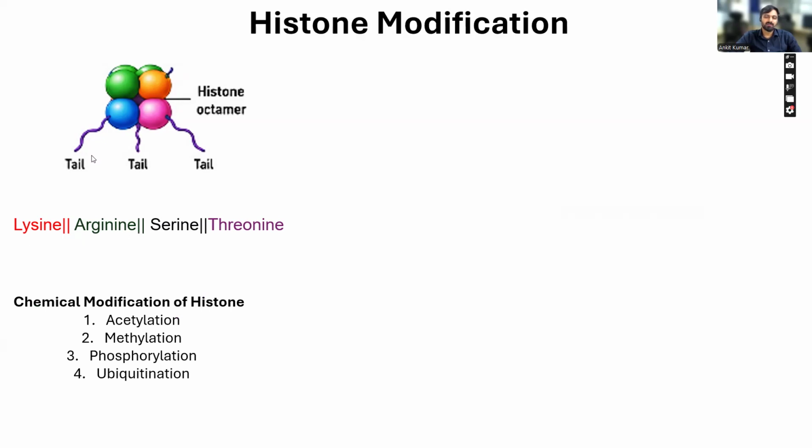Then what happens? This amino acid is just a chemical structure. Definitely, there will be some chemistry behind that. So, you can modify this amino acid using various chemical reactions like acetylation, methylation, phosphorylation, ubiquitination, something like that. And with this kind of chemical modification, you can neutralize the charge over the histone protein. Once the charge gets neutralized, definitely the interaction between the DNA and the histone protein will be reduced, and that will facilitate the opening of the chromatin structure.